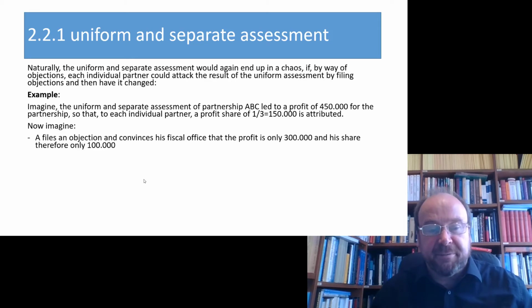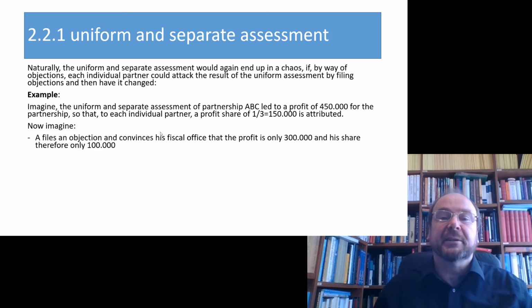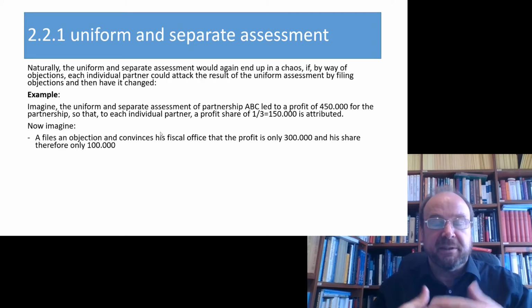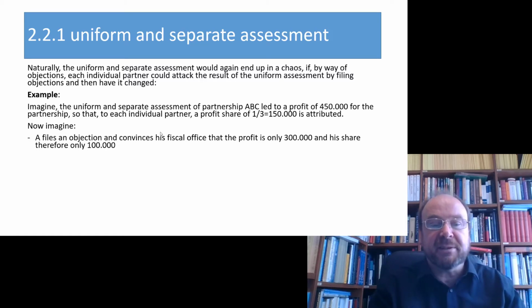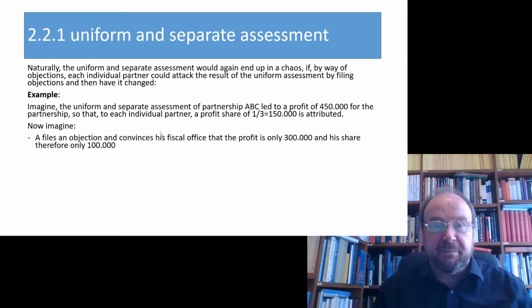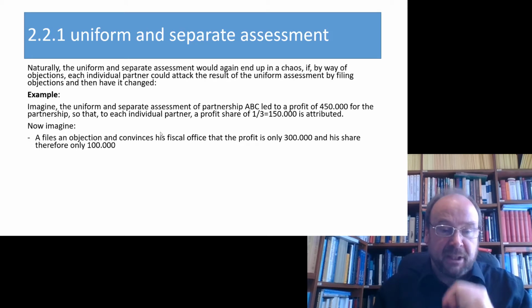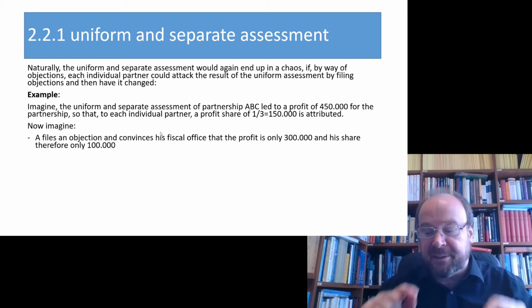Now the tax officials begin to compute the worldwide income of these people, and imagine now A detects: I'm not satisfied with the 450,000 and my 150,000 share. So I dig up some reasons and file an objection and say to my fiscal officer, the profit of the partnership was only 300,000 and my share is therefore only 100,000.